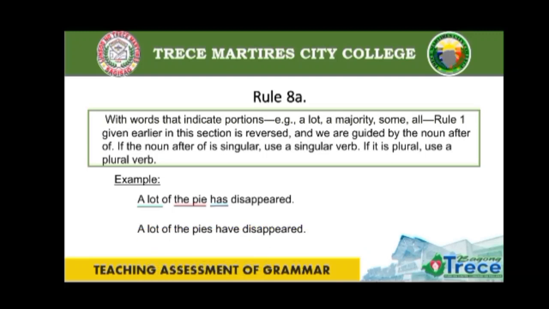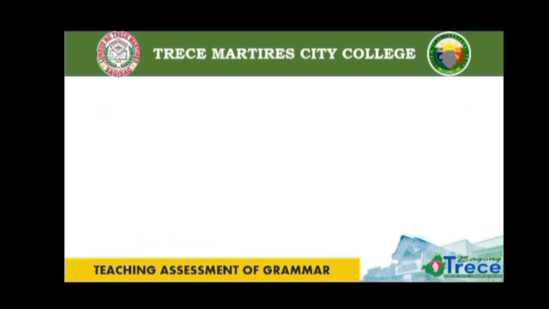Next example is: a lot of pies have disappeared. Because of the word a lot, which indicates portion, and even though the subject is plural and after of, we are going to use a plural verb. So, kabaliktaran nga siya ng rule number 1 because of the words that indicate portion, which is a lot.